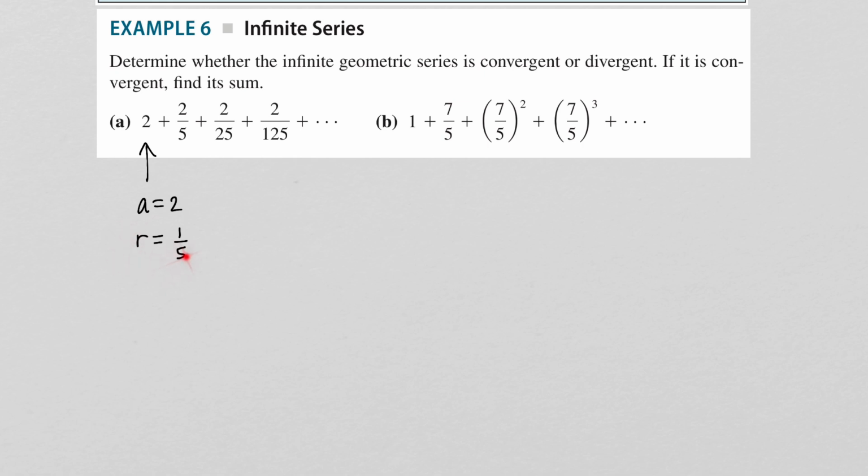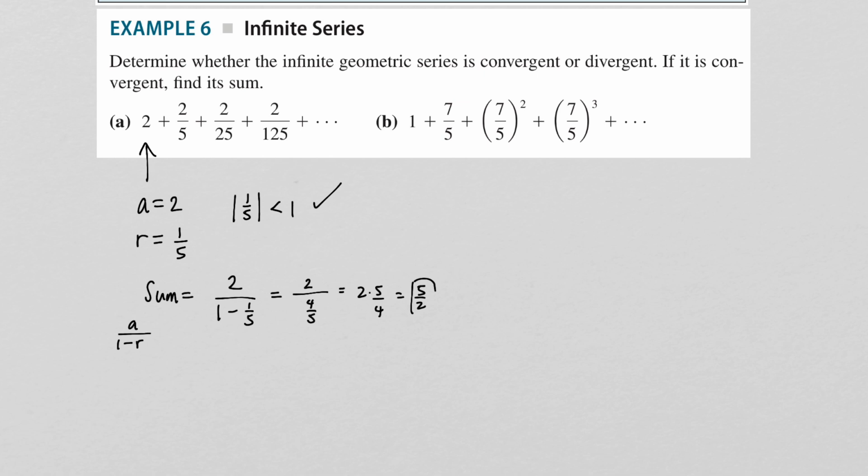So since 1/5 is a number in between 1 and -1, right? So the absolute value of 1/5 is indeed less than 1. That's true. We know the sum of this geometric series has to be 2 divided by 1 minus 1/5. So again, that's just a divided by 1 minus r. And this is 2 divided by 4/5, which is equal to 2 times 5 divided by 4, which simplifies to 5 over 2.